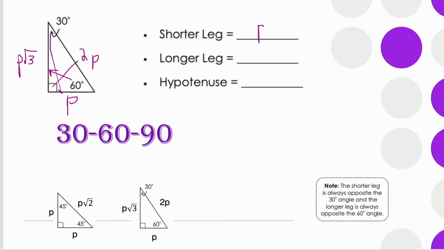So the shorter leg, which is across from 30, is P. The longer leg, which is across from 60, is P root 3. And the hypotenuse is just 2P. And once again, this triangle on the bottom here won't leave your screen, so you'll be able to see that for the rest of the video.